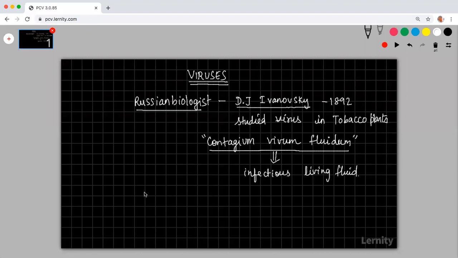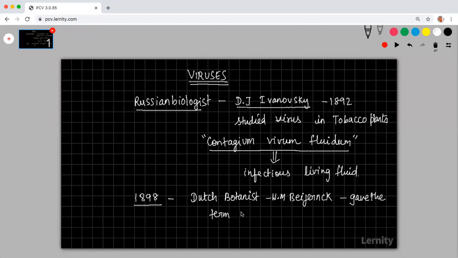Then in the year 1898, there is this guy who is called a Dutch botanist, who is called Beijerinck. Okay, W.M. Beijerinck. He gave the term virus, which means a venomous fluid.